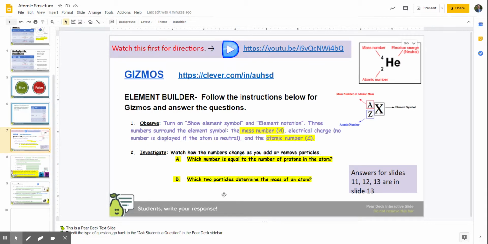So A, let's go over A. Which number is equal to the number of protons in the atom? So in an atom, the number of protons is the atomic number. B, which two particles determine the mass of an atom? The mass is determined by the number of protons and the number of neutrons.